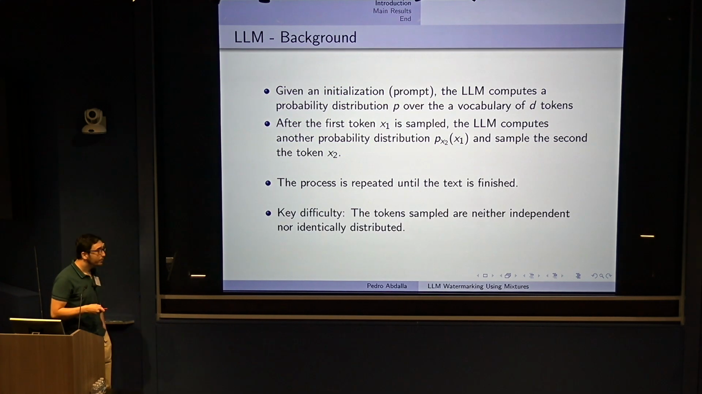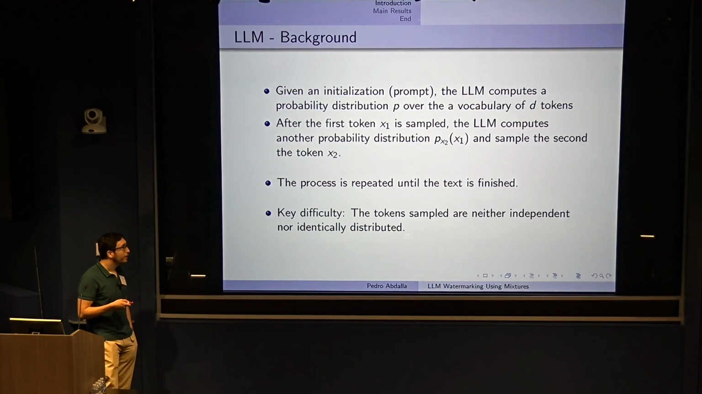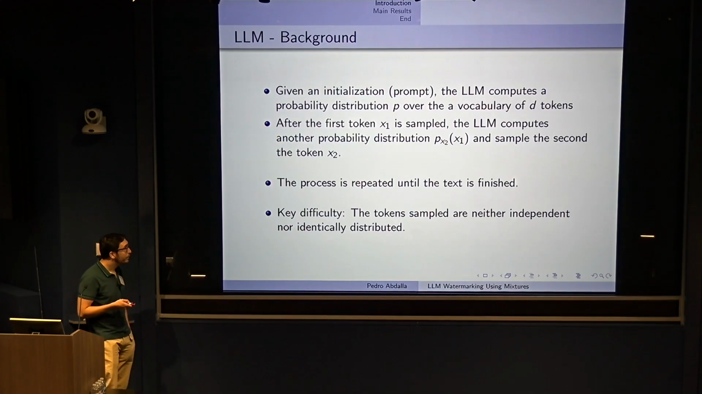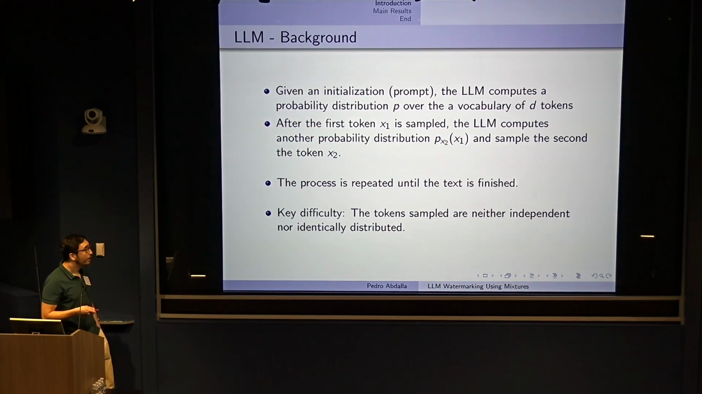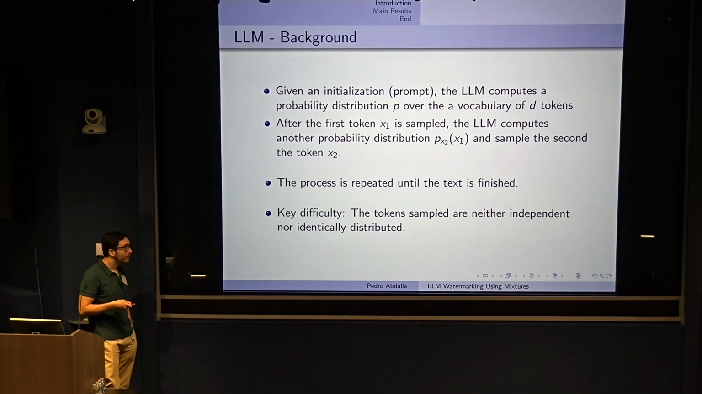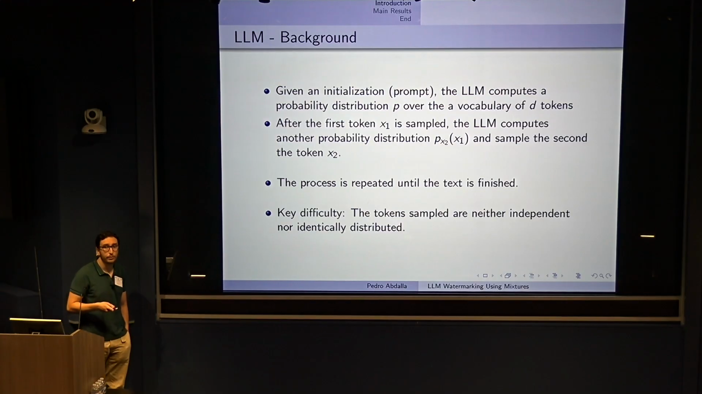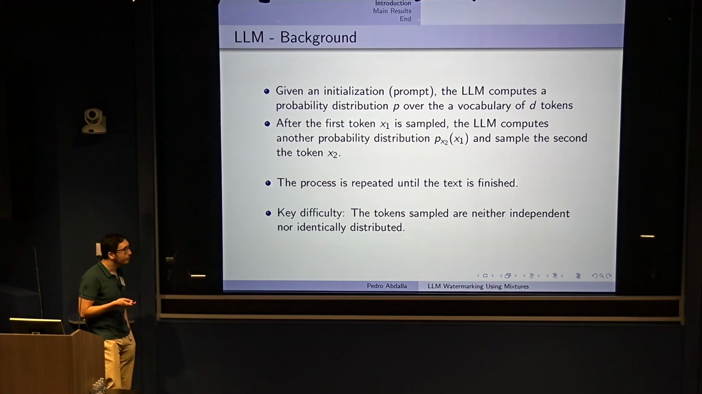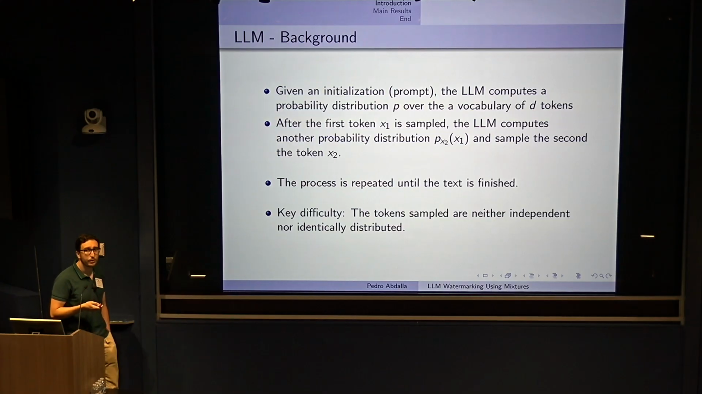But the key difficulty in this problem is that, from a probability and statistics perspective, the tokens are not independent and not identically distributed. So this already rules out a lot of attempts that you could try.